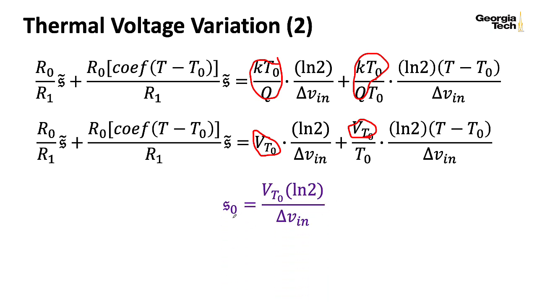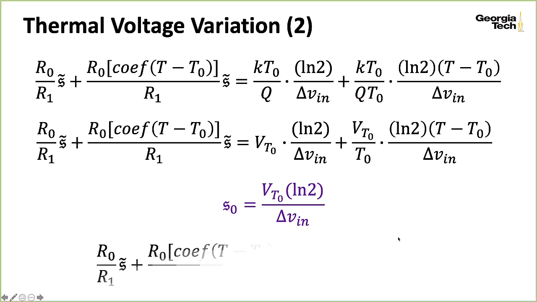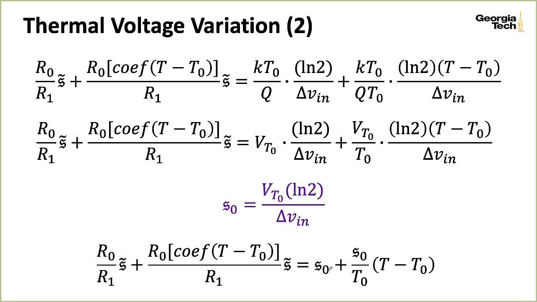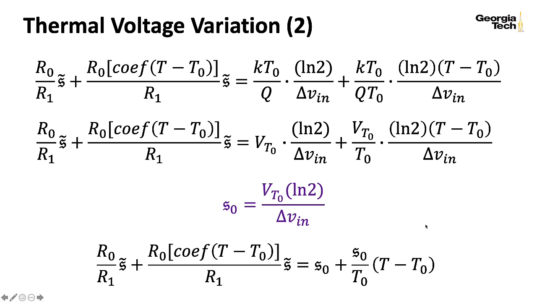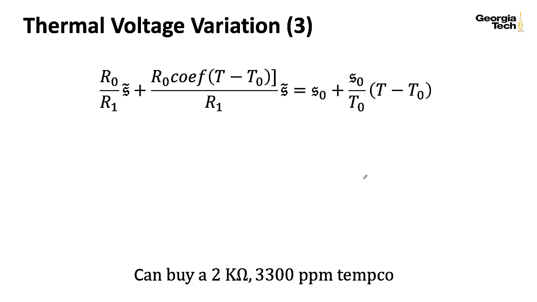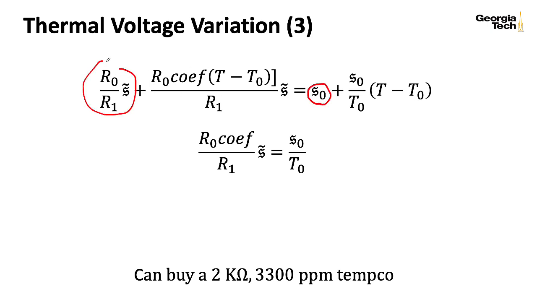Let me define an S0, which is sort of this ideal scaling factor, assuming that the actual temperature was T0. If I do that, then I can take this whole mess here, and then I can also take this whole mess here and rewrite those as S0. And now I can take the expression and collapse it down to something that looks a little nicer. So let me take that expression, copy it to the top of the next slide, and notice that I can match things up. This S0 here matches up with R0 over R1 S tilde.